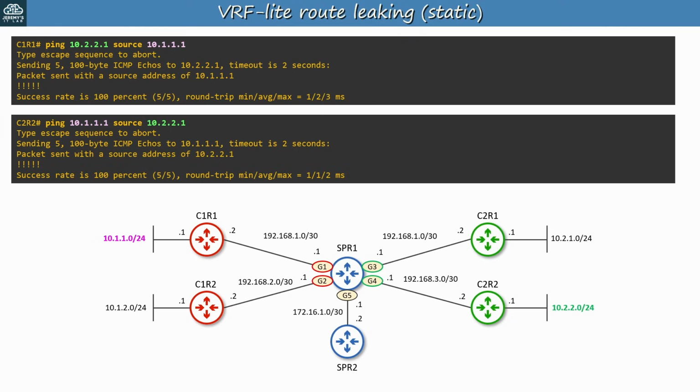Normally, VRFs are isolated. Packets received on an interface in VRF1 can't be forwarded out of an interface in VRF2. But route leaking allows you to bend the rules a bit and enable communication between VRFs like this, offering some flexibility.